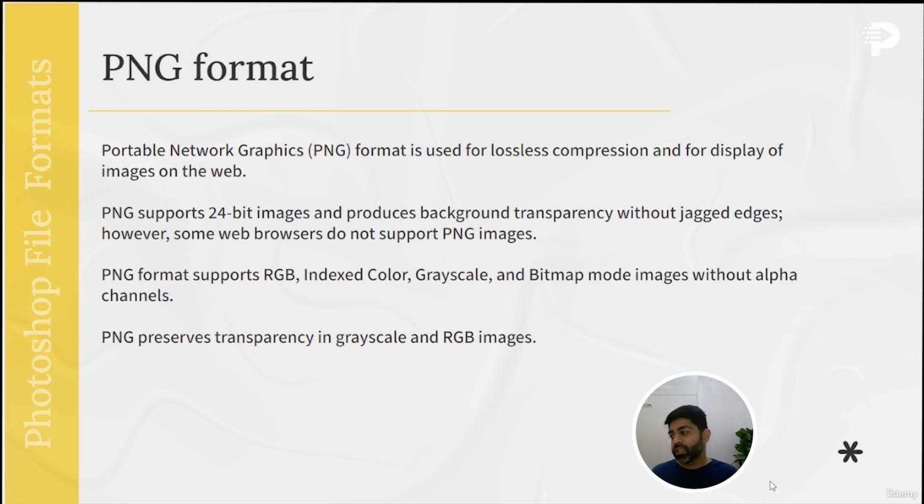So in case you're using something, let's say like a logo, where you'd want to see across the border or across the blank spaces, you should be looking for a PNG format on the internet. These are generally without jagged edges, and because these are very high quality, they are almost without compression. PNG images also support RGB, index color, grayscale and bitmap mode without alpha channels. That again means in these cases, you'll not be able to see the transparency. The transparency is retained only in the grayscale and RGB images.